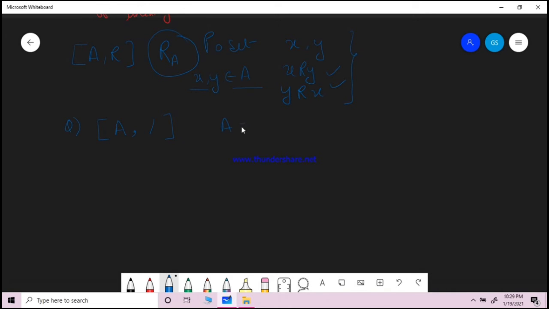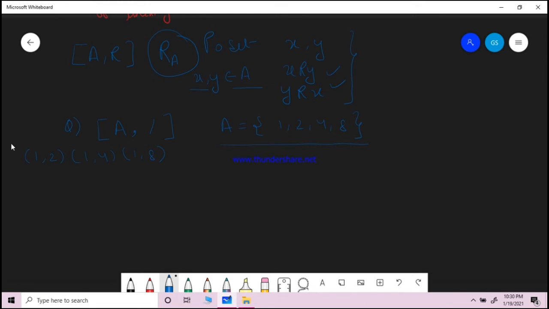So suppose A is equal to 1, 2, 4 and 8. This shows the divisibility, meaning 8 is divisible by 4, 2, 1, 4 is divisible by 2 and 1, 2 is divisible by 1, and 1 is divisible by itself. So this is the relation that holds the divide property. If you want to draw the connection between these, you can simply write down the connection, or you can simply draw the diagram. Suppose 1 comma 2, 1 comma 4, 1 comma 8.